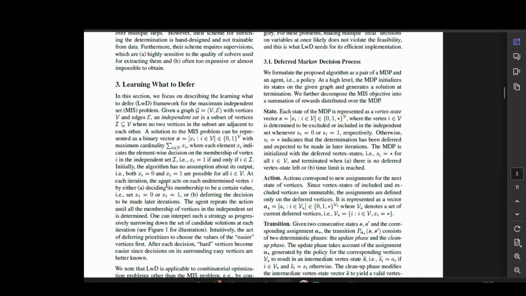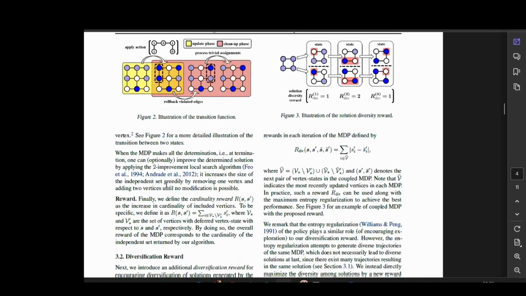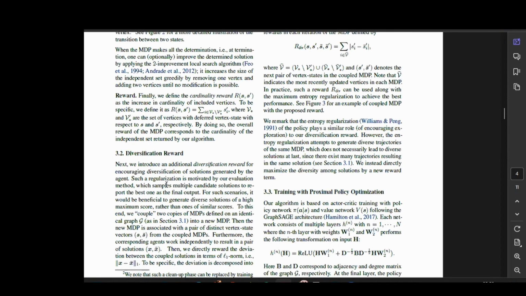The model uses a cardinality reward based on the number of vertices included in the independent set after each action. It also introduces a diversification reward to encourage generation of a variety of solutions, enhancing the overall effectiveness of the model. Training utilizes proximal policy optimization with a policy network and value network to optimize the learning process based on the rewards and state transitions.